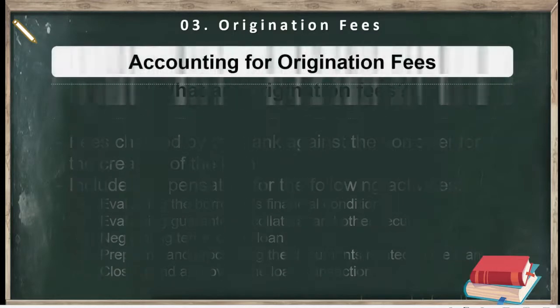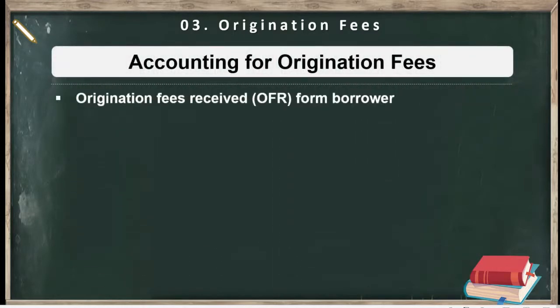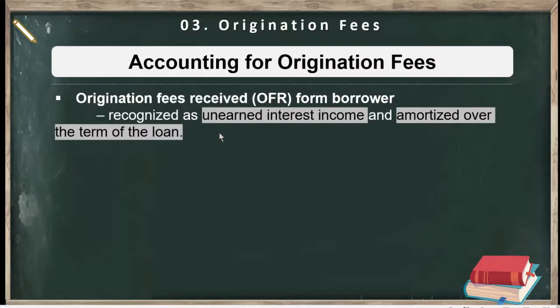So how do we account for the origination fees? If the origination fees are received from the borrower, then it is recognized as unearned interest income and amortized over the term of the loan.